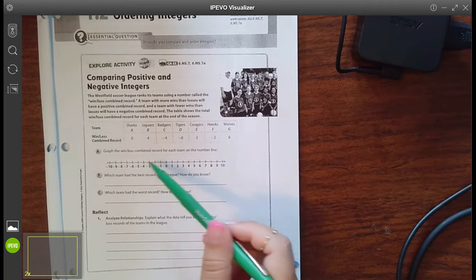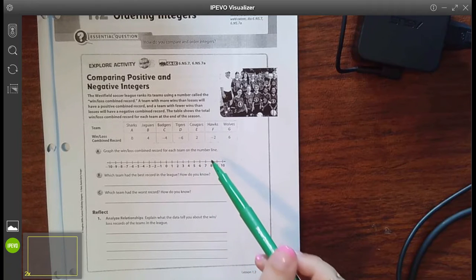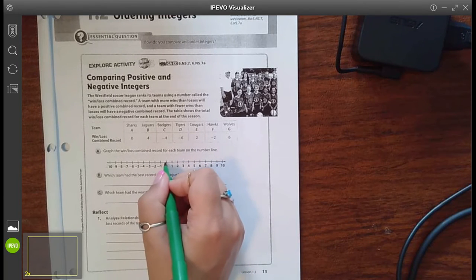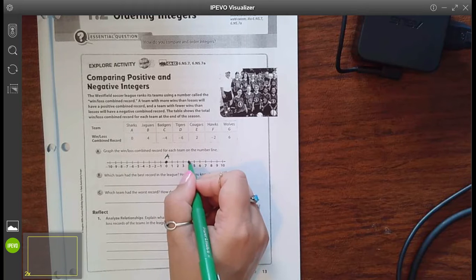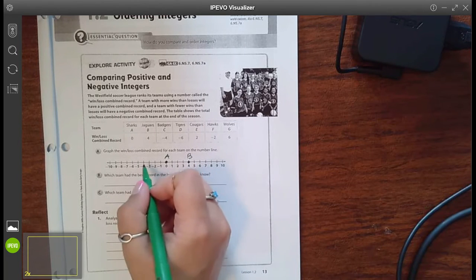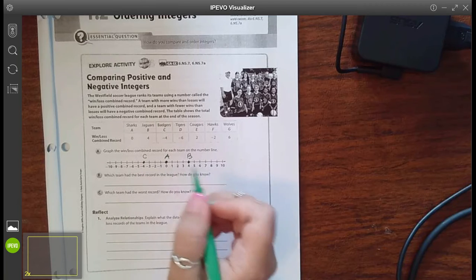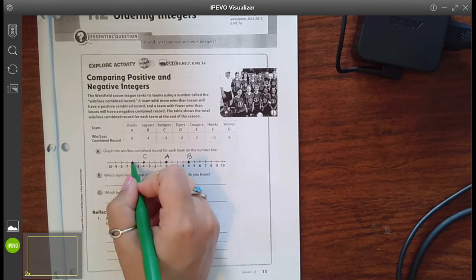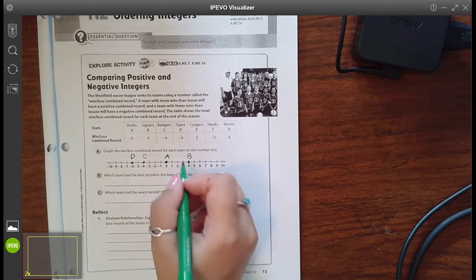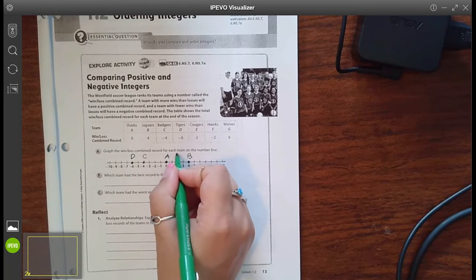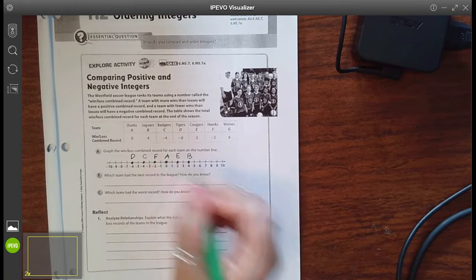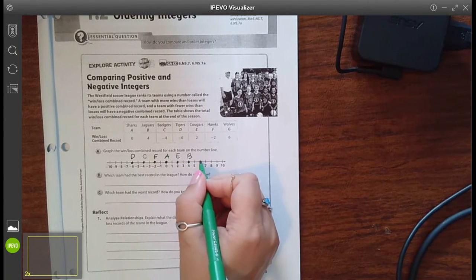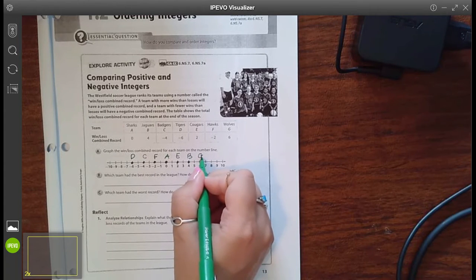They first want you to graph the win-loss combined record for each team on the number line. So 0 would be graphed right here, and that's A, representing the Sharks. 4, I'm going to draw a dot there, and B for Jaguars. Negative 4, C for Badgers, negative 6, a D for Tigers, positive 2, E for Cougars, negative 2, an F for Hawks, and finally a positive 6 representing G for the Wolves team.